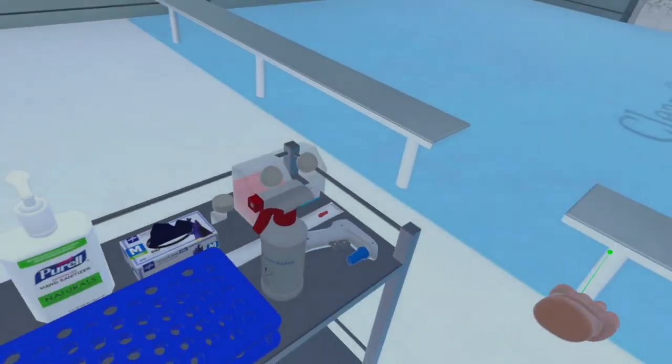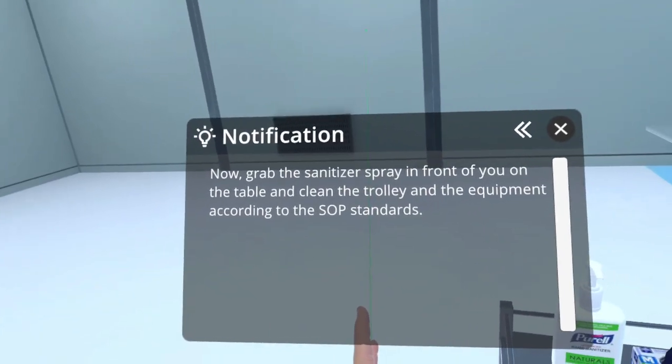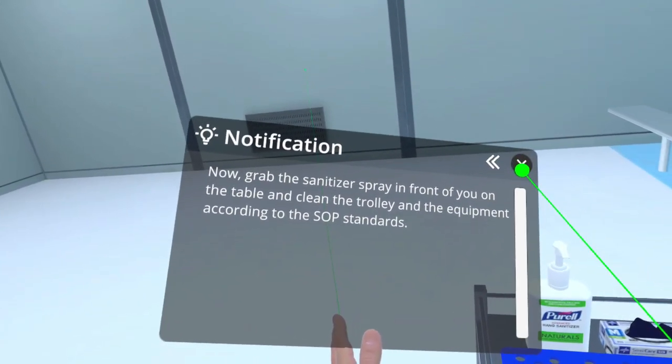Now, grab the sanitizer spray in front of you on the table and clean the trolley and the equipment according to the SOP standards.